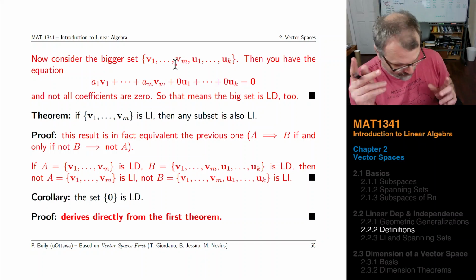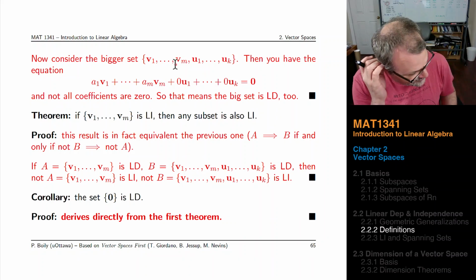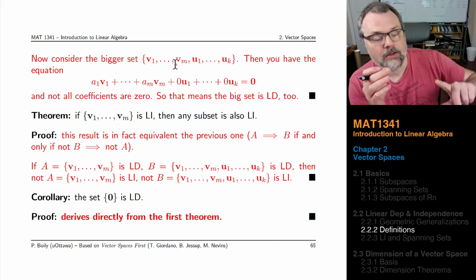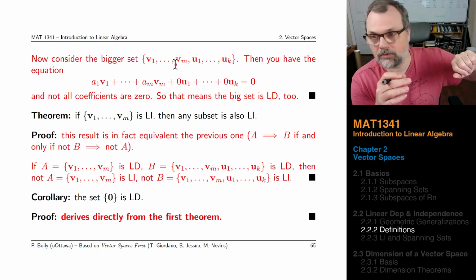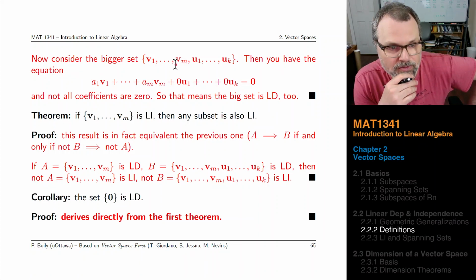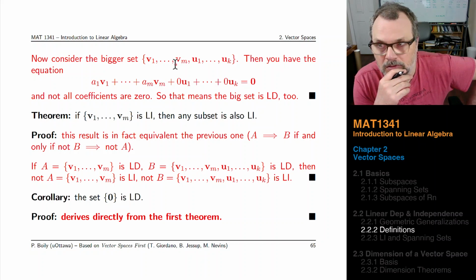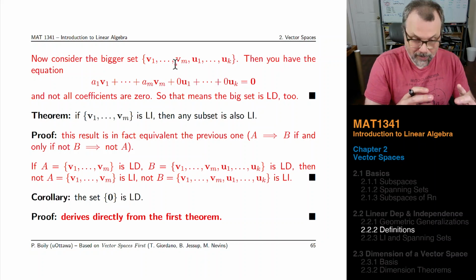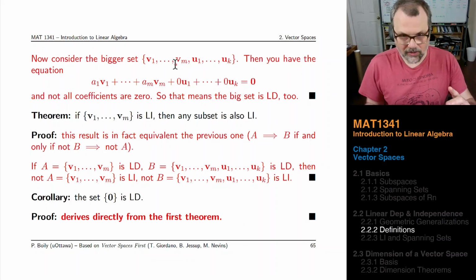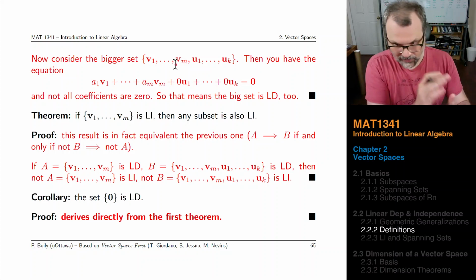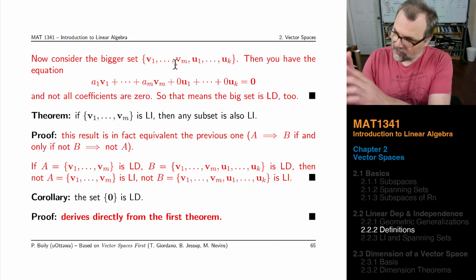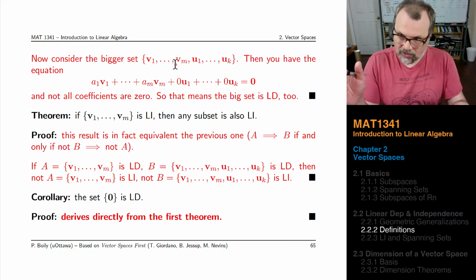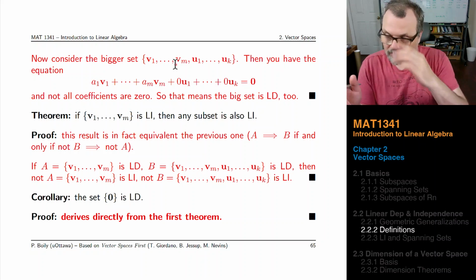If you have m vectors that are linearly independent, then any subset of those has to be linearly independent as well. So if you have a bunch of vectors that are linearly dependent, adding more vectors to this doesn't change the fact that they're linearly dependent. And if you have a set which is linearly independent, taking fewer vectors doesn't change that fact. I'm about to prove that for you in a second.